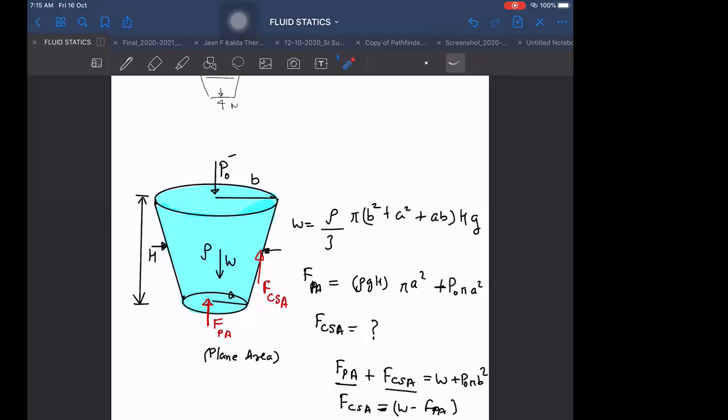We can do one thing. We can take P naught first into account, and after that, if we notice that there is no P naught being taken, then okay, we will remove it afterwards.